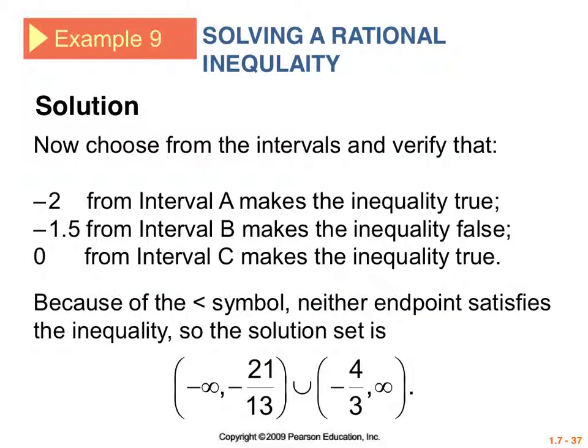Okay, so testing those values into my original inequality, I find that the first interval, A, and the third interval, C, give me an inequality that is true. And therefore, since I don't include the middle interval, I have a union of those first and last intervals. And that will conclude the video for section 1.7.